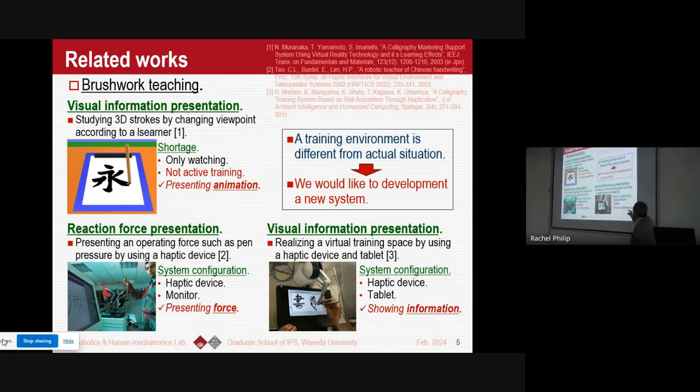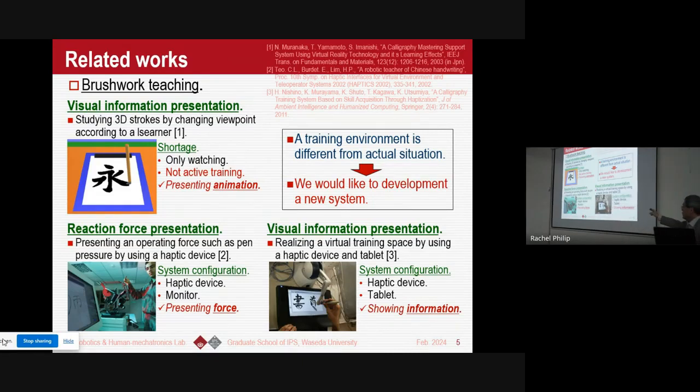And the third one is the combination of a touch panel, touch screen, and the haptic device. In this case, it's a tablet, and the pushing pressure can be detected by this tablet. So this kind of system informs the user, the learners, not only of the character style, but also of the reaction force.